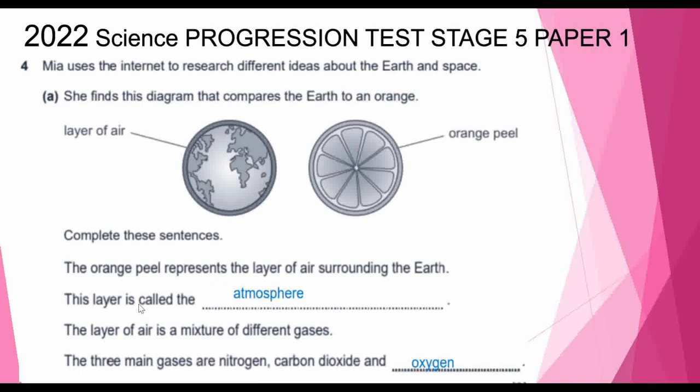So the layer is called the atmosphere. The layer of air is called atmosphere. The three main gases are nitrogen, carbon dioxide, and oxygen that we need for respiration. Shall we move on?